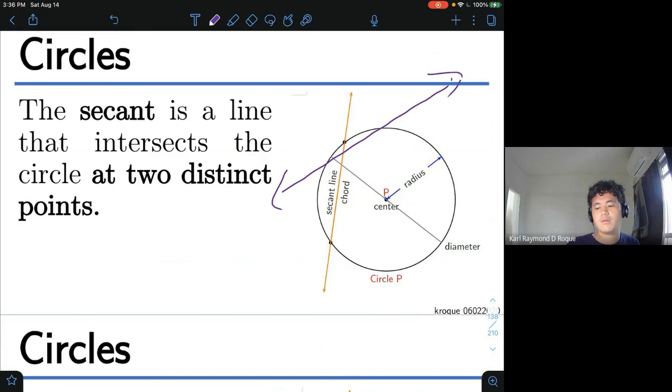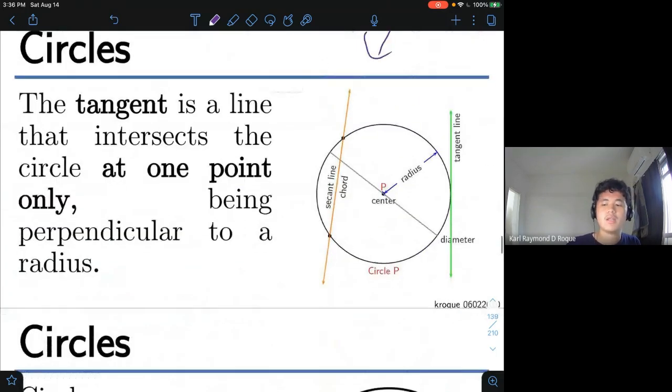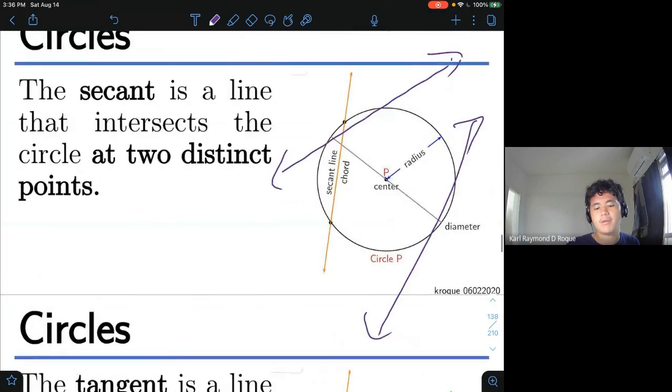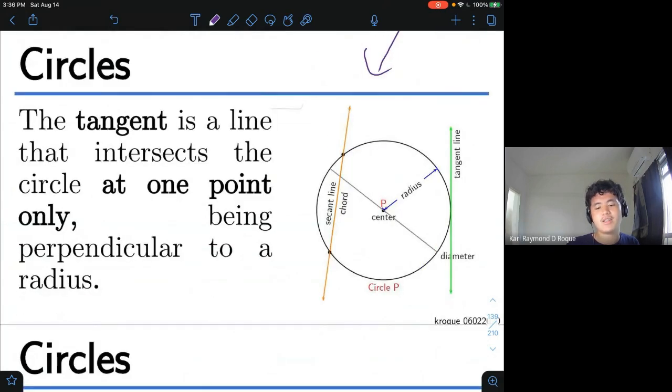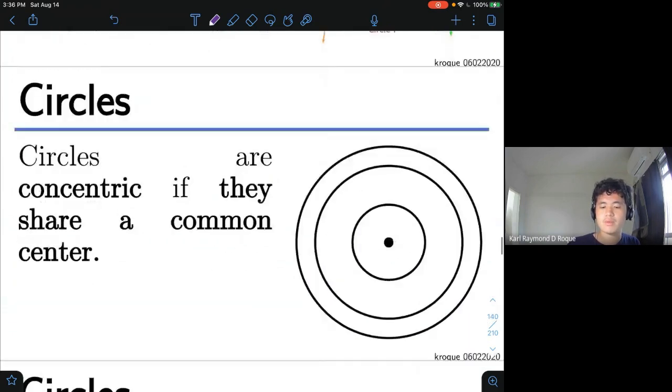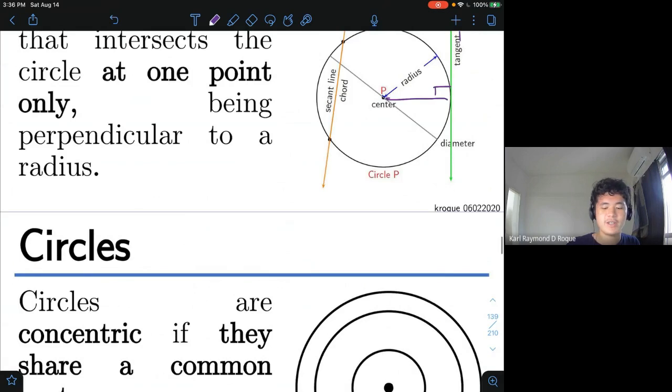Tapos, yung secant is a line that intersects the circle at two distinct points. Yan. Yun lang siya. Line siya, hindi siya segment. Okay, line siya. Then the tangent is also a secant. No, mali. Wrong. The tangent is a line that intersects that circle at only one point and perpendicular sa radius. Yun ang parts ng circle.